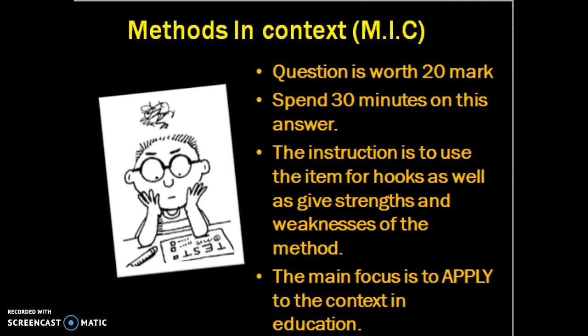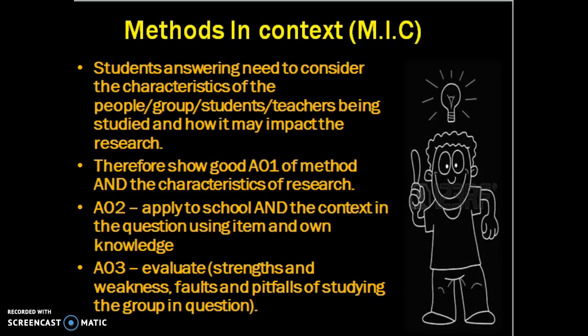So a quick reminder about what the method in context is. It's worth 20 marks. You spend 30 minutes on this answer. It's off paper 1, the education and theory and methods paper. It's always question 5. The instruction is to use the item for the hooks as well as give strengths and weaknesses of the method, and the focus is to apply on the context of education that is given.